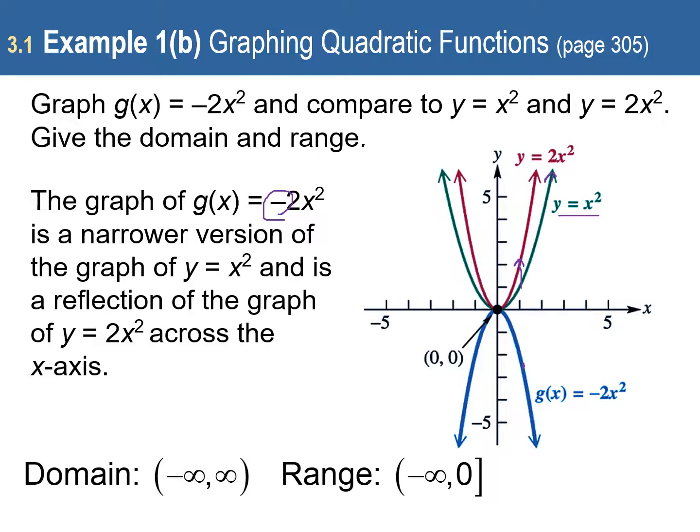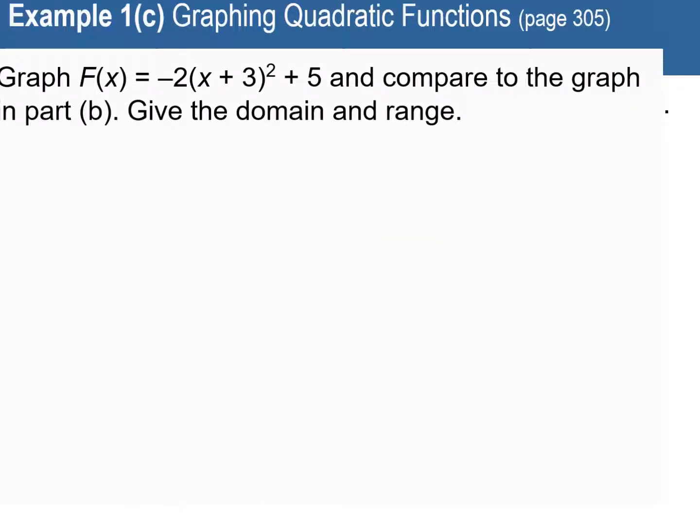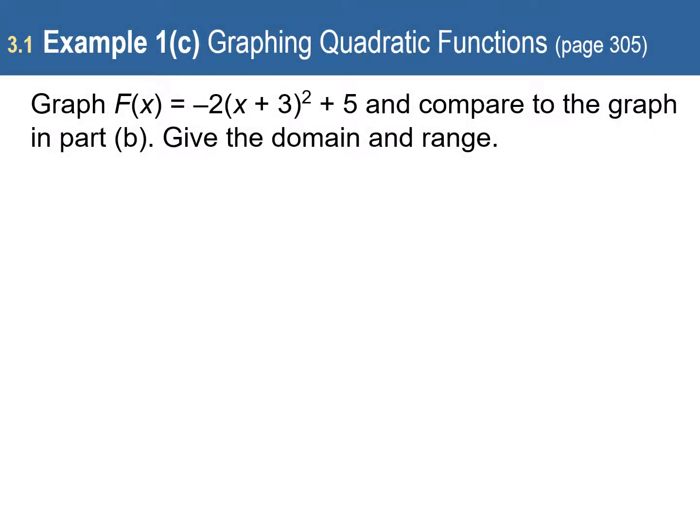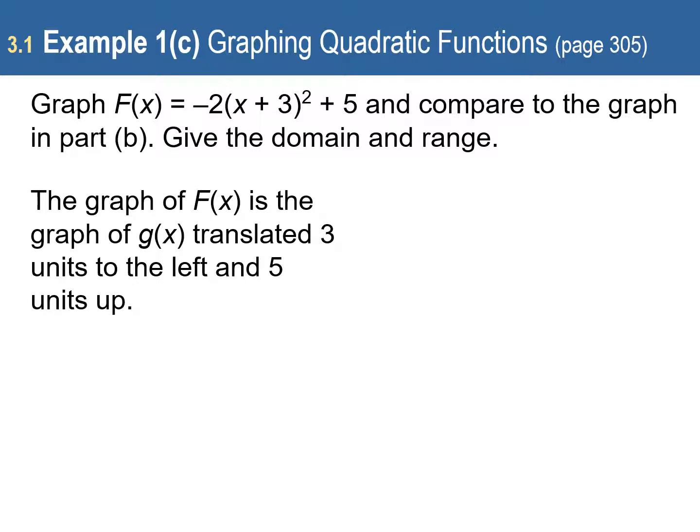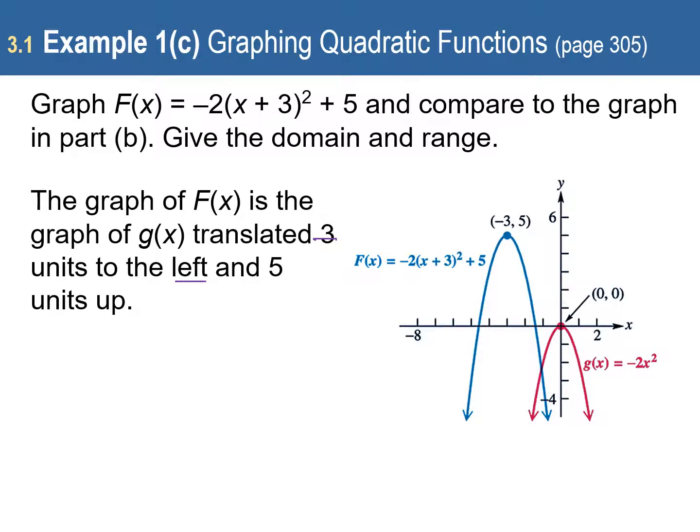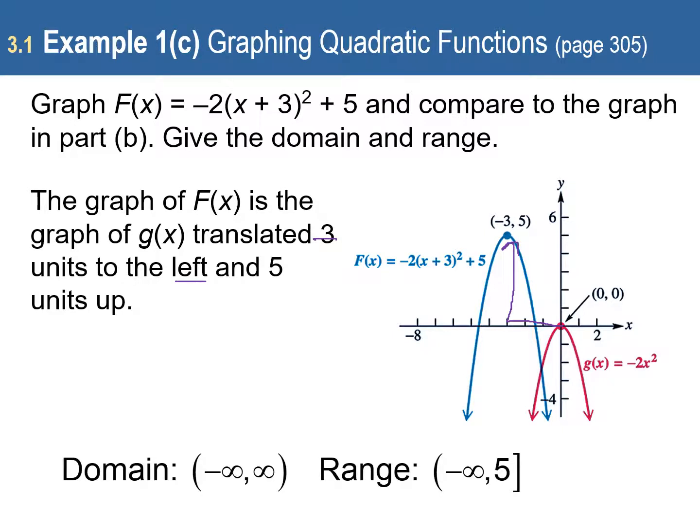So the domain of each of these is all real numbers, and the range of g of x is negative infinity to 0. So if I were to graph y as negative 2 times x plus 3 squared plus 5, I would see that this is translated 3 to the left and 5 units up. All right, so this is my original equation. So it's vertically reflected and stretched, but then we're going to take it and move it to the left and move it up. The domain is still all real numbers, but in this case, the range is from negative infinity to 5.